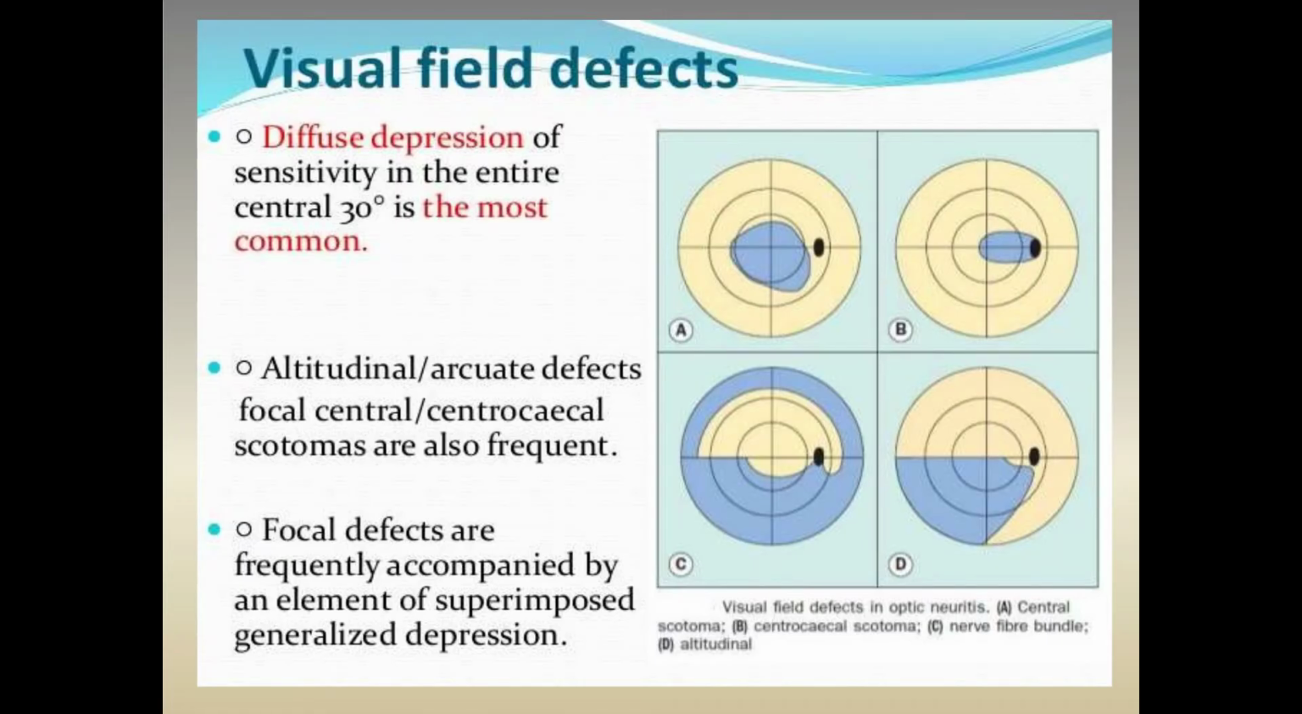So if you do the perimetry of a patient with optic neuritis, then you can see central and paracentral scotomas. Scotomas means an area of reduced threshold or reduced sensitivity, and there may be diffuse depression of the sensitivity of the entire central 30 degrees of the field, or there may be a scotoma, an area of blackness, in the central and paracentral area. Paracentral means adjacent to the central part, adjacent to the fixation.